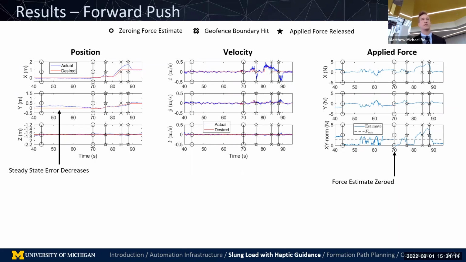At about 70 seconds, we zero the force estimate. So that's when the user's about to approach the system. We say, okay, let's account for all this unmodeled error and zero the force estimate. At about 75 seconds, the user approaches the system and applies a force.